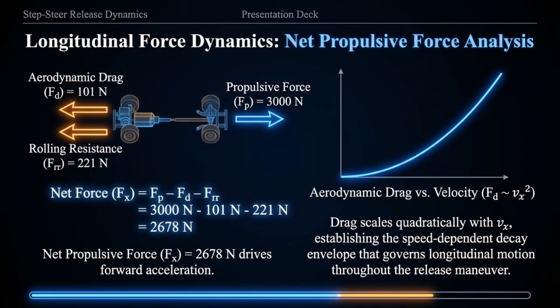The vehicle continues to receive a propulsive force of 3,000 newtons. This is opposed by aerodynamic drag of 101 newtons and rolling resistance of 221 newtons. Subtracting these losses leaves a net longitudinal force of 2,678 newtons, called Fx. This remaining force drives forward acceleration. Because aerodynamic drag increases with the square of vehicle speed, it naturally limits acceleration and creates a speed-dependent decay effect that shapes longitudinal motion during the steering release phase.